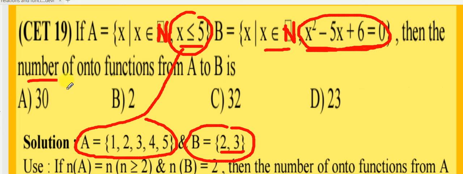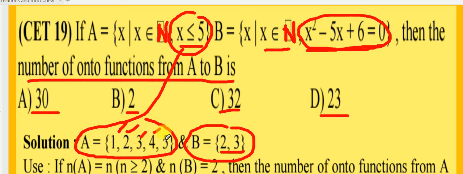Then the number of onto functions from A to B is given by the options 32, 32 and 23. I have 5 elements in set A: 1, 2, 3, 4, 5, and 2 elements in set B. So clearly we can define onto functions from set A to set B, whereas we cannot define one-one functions because we have more elements in set A.